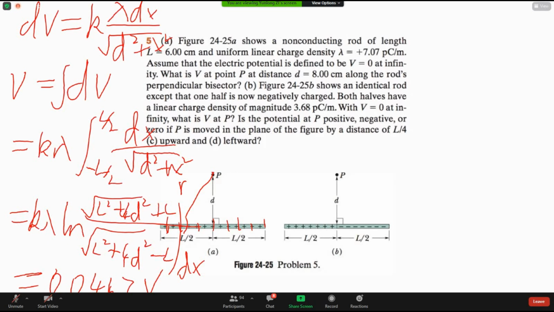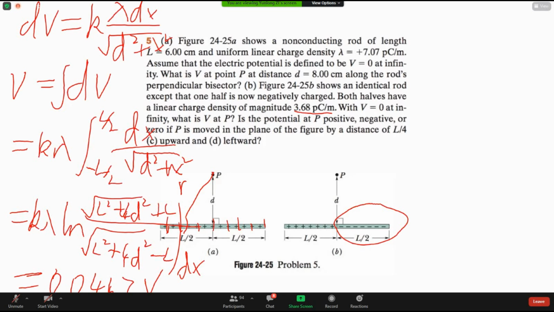Okay, so let's see question B. The figure shows an identical rod, except that one half is now negatively charged. One half was flipped over and becomes negative. Both halves have a linear charge density of the same magnitude. With V equals 0 at infinity, what is V at P?